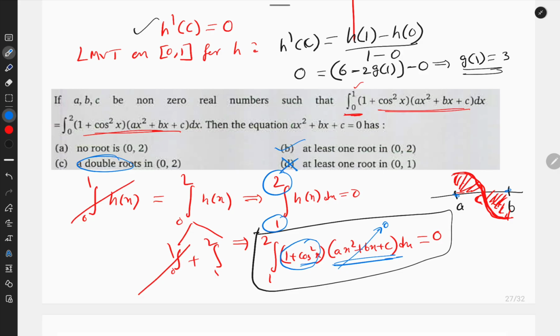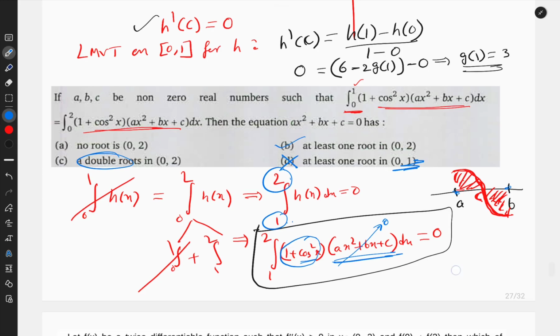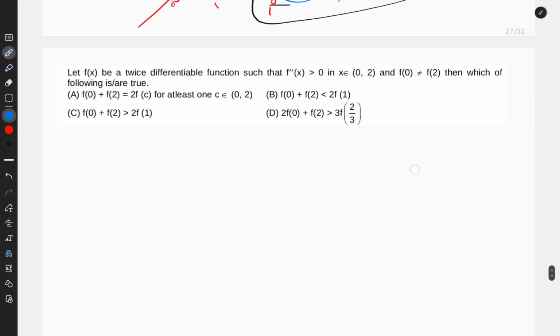And even option D is wrong, because the root we got is between 1 and 2, not between 0 and 1. Hope you all got the point. So if required, pause the video and go back and try the questions again. Next, one more question.